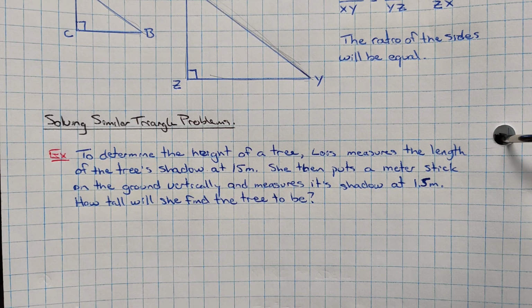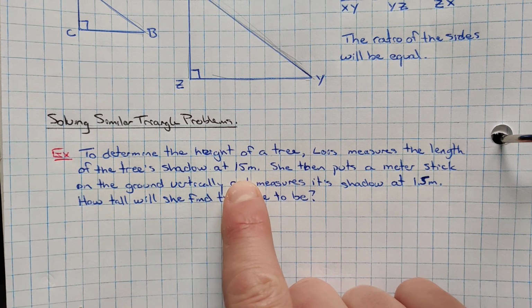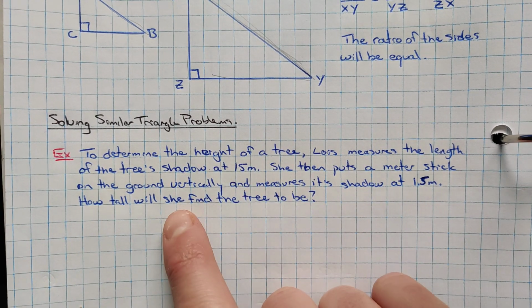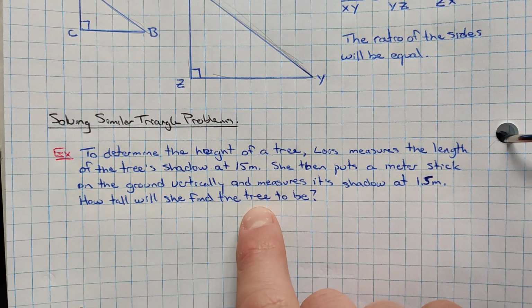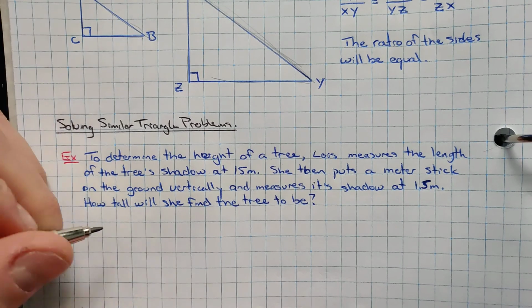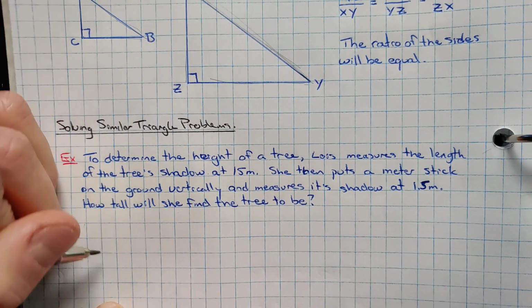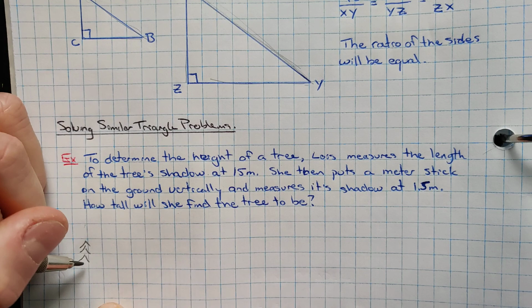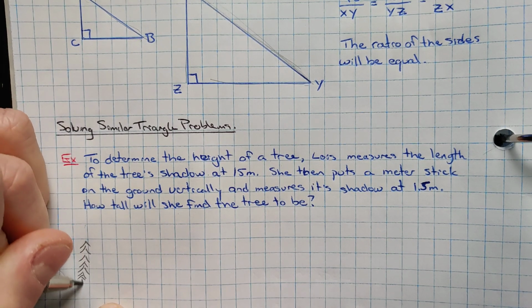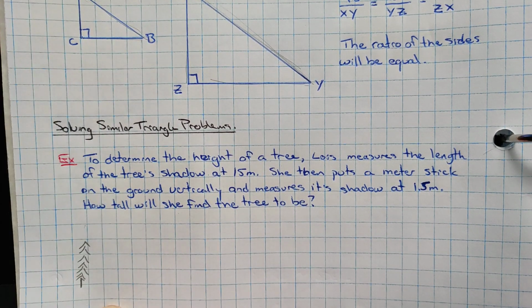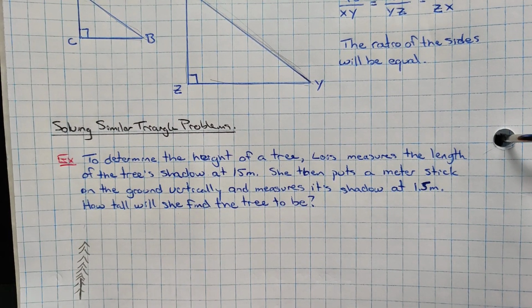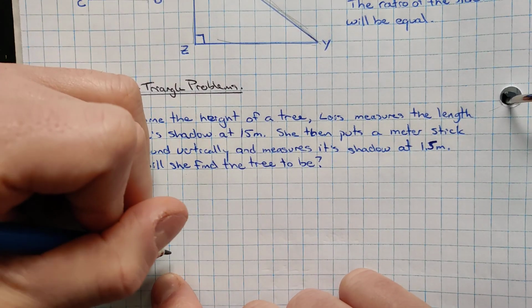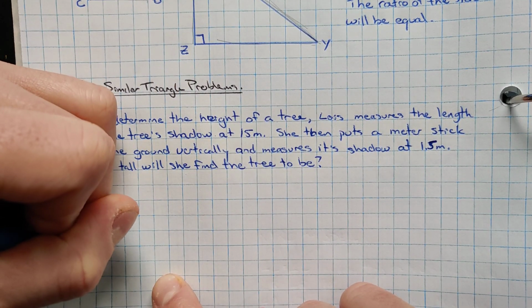So in this case, Lois is measuring the height of a tree by measuring the length of the tree's shadow, which is 15 meters. She then puts a meter stick on the ground vertically and measures its shadow at 1.5 meters. And how tall will she find the tree to be? Well, what's happening here is we've got this tree. I'm going to make it a little bit longer so that it touches on a line. There we go. So I've got this tree here, and it's casting a 15-meter shadow.